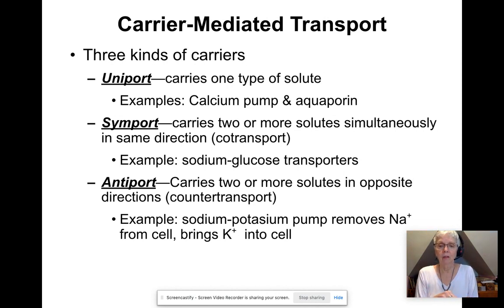With the antiport, now you're going to bring one ion in and push one ion out. The sodium-potassium pump does this. So sodium comes in, potassium goes out, and they keep doing that.